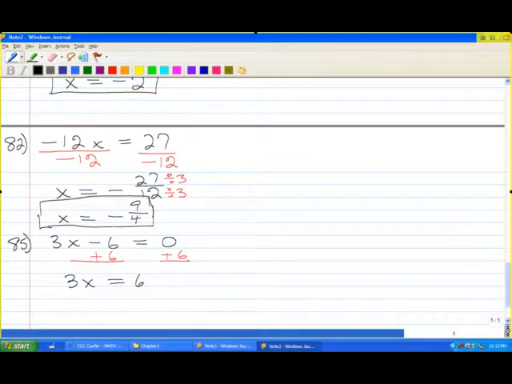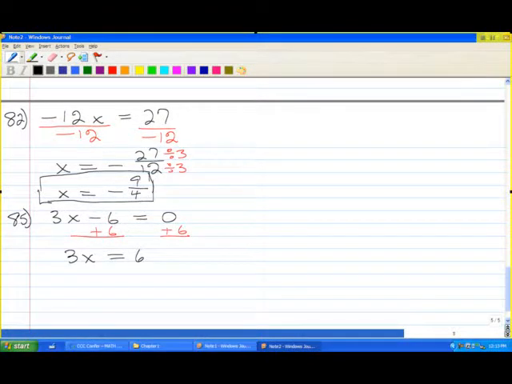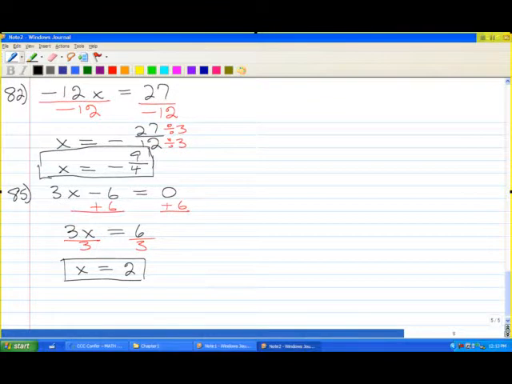Now let's use the multiplicative property of equality. I'm multiplying x by 3. So in order to solve for x, I want to get rid of that 3. Let's use the opposite operation. The opposite operation of multiplication is division. So let's divide both sides of my equation by 3. And so x is equal to 6 divided by 3, which is 2. And that is my answer. Any questions about that?